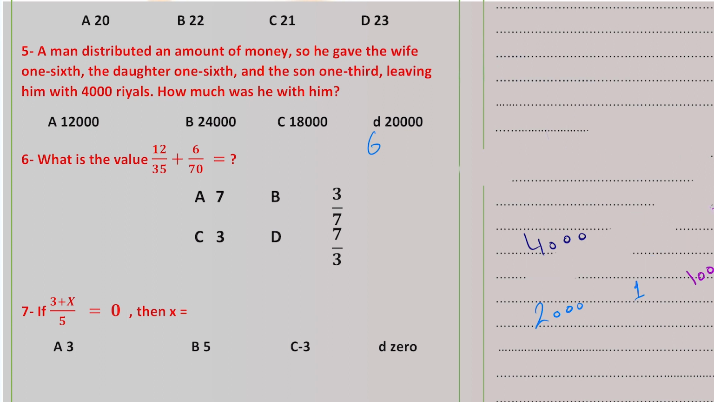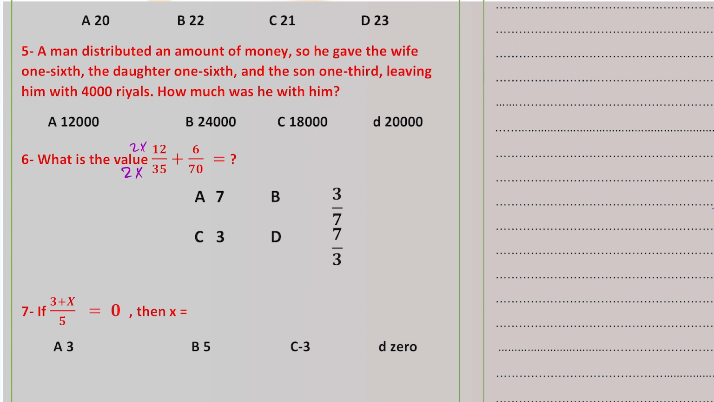Some students try to solve this question using fractions. That's correct, and we'll get the right answer, but it takes time. Okay? Question number 6. If I have 2 fractions, I should unify the denominators. So I have to multiply here by 2 and multiply here by 2. So now it's 24 over 70 plus 6 over 70, which will be 30 over 70. I will cancel 0 and 0. It will be 3 out of 7.